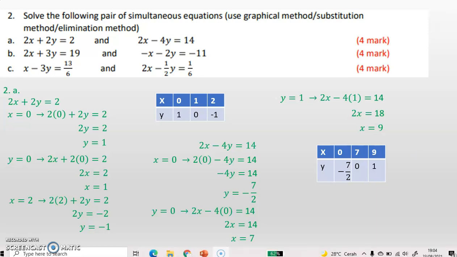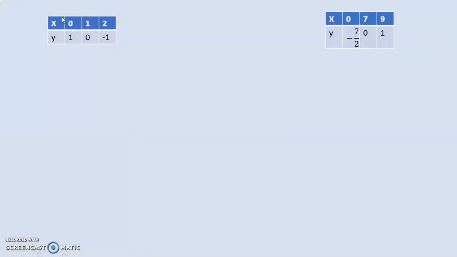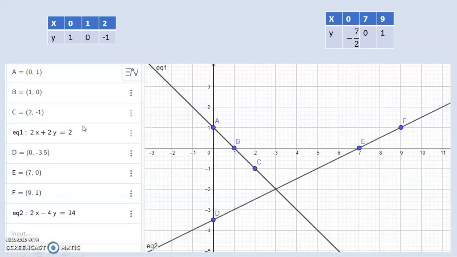Okay, next we continue. After we get 3 points for each line, we can draw the lines. We draw the lines on the graph like this. Put the points one by one. Here 0,1, it is A. B is 1,0, this is the point here. C is 2,-1 here. Okay, this is the line.